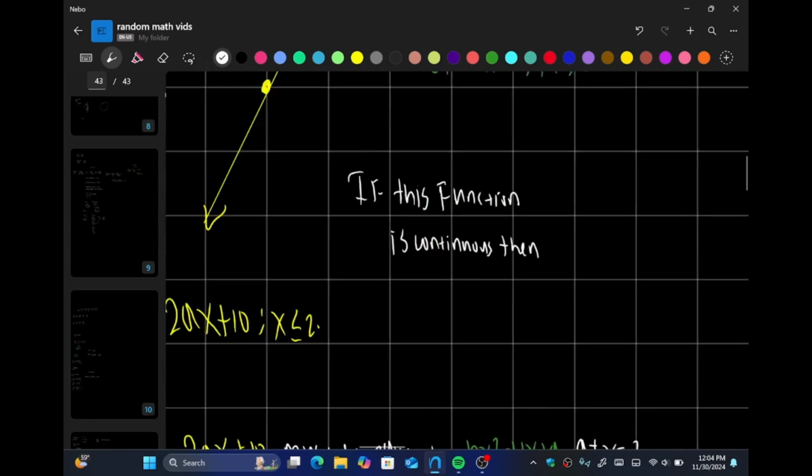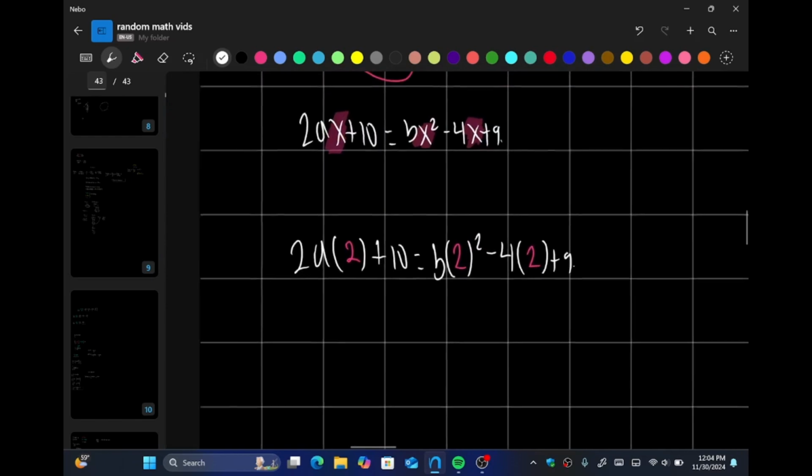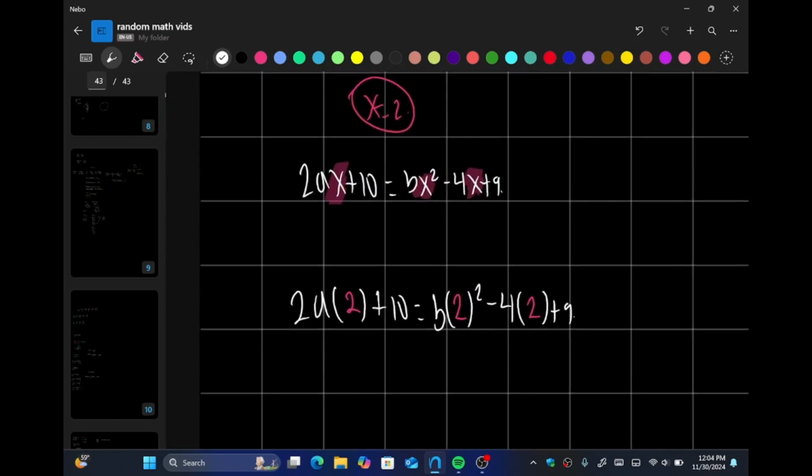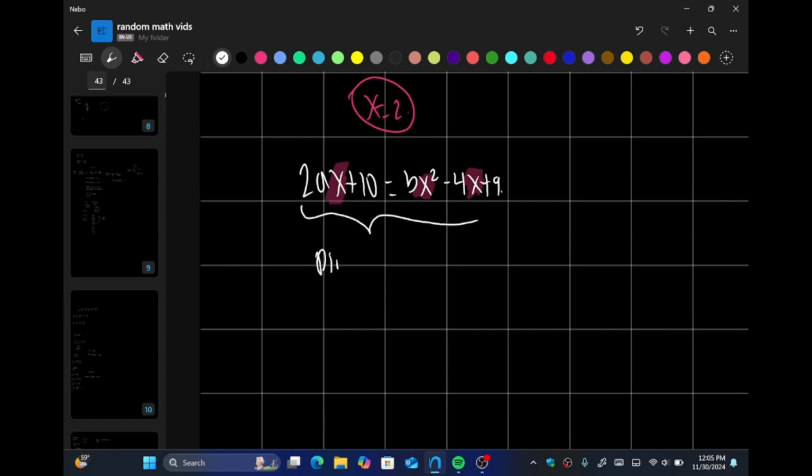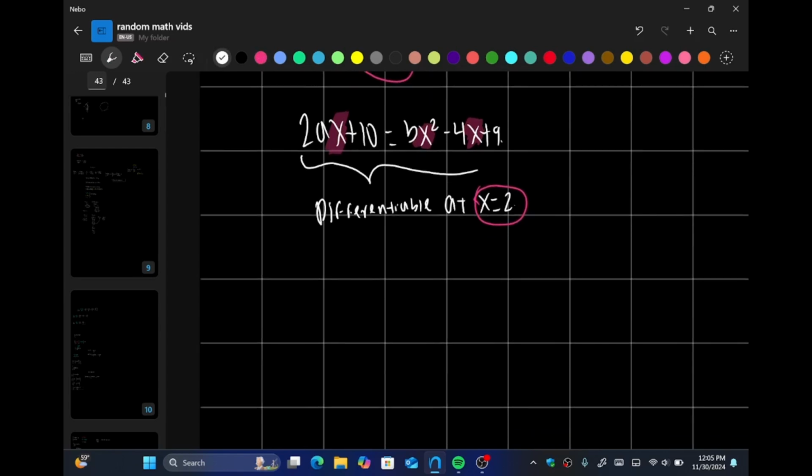It has to be continuous in order for it to be differentiable. Here's the thing, guys. We want to figure out, and I did forget to do this, but you want to know that this is differentiable at x equals 2, okay? You need to find the derivative, because this is the only other way we can do this, with respect to x, right?